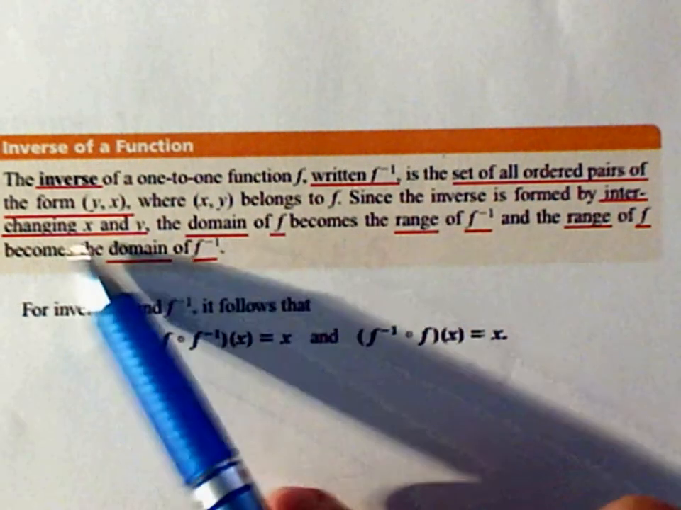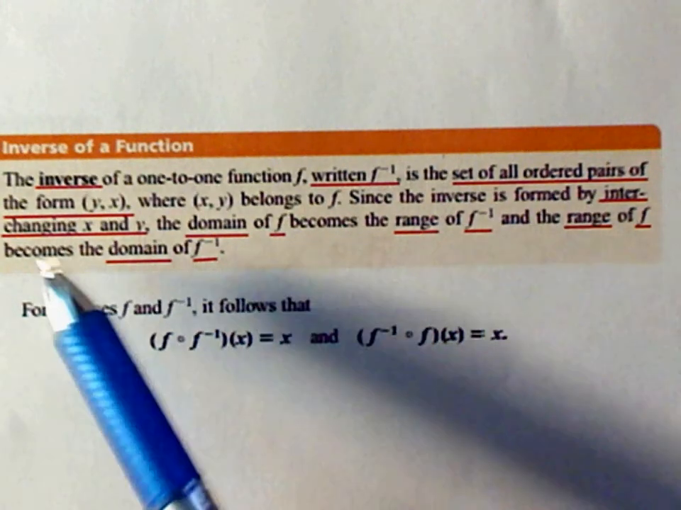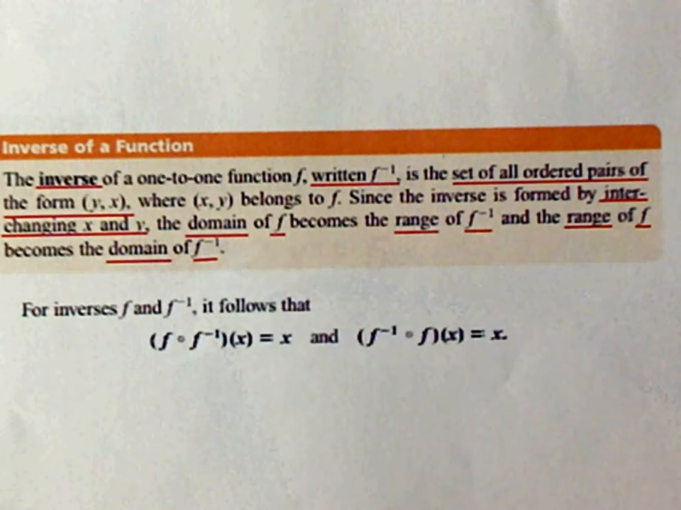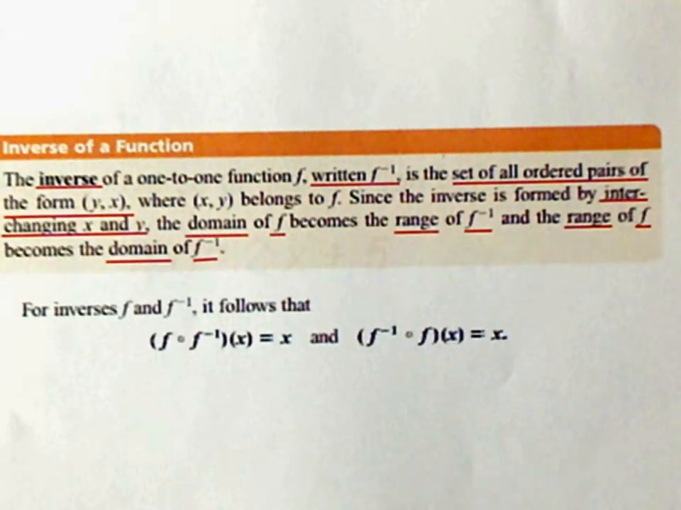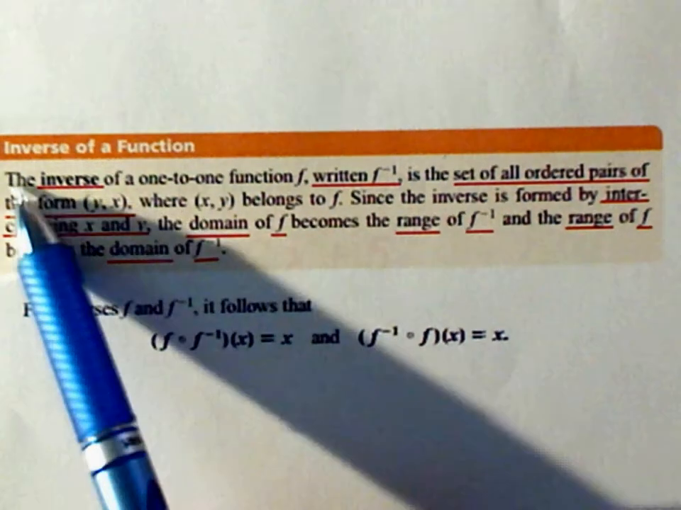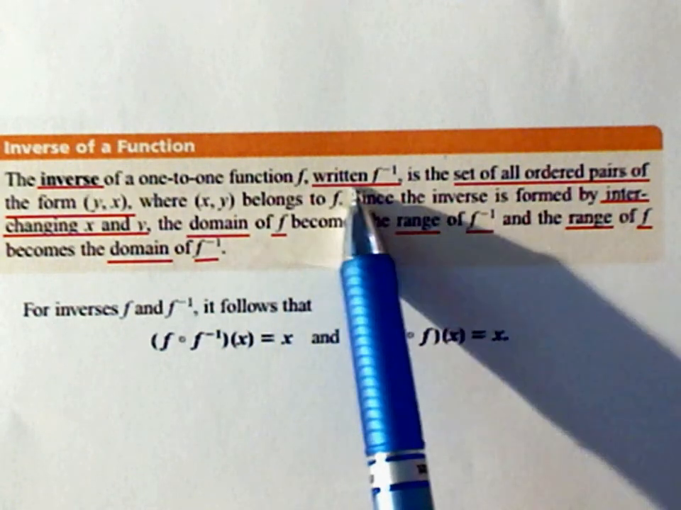The inverse of a one-to-one function f, written as f to the negative 1, is the set of all ordered pairs of the form (y, x) where (x, y) belongs to f. Since the inverse is formed by interchanging x and y, the domain of f becomes the range of f to the negative 1, and the range of f becomes the domain of f to the negative 1.